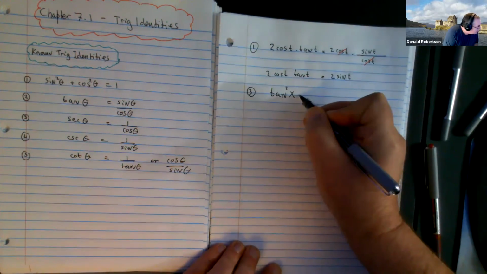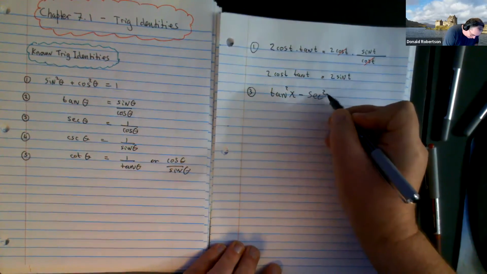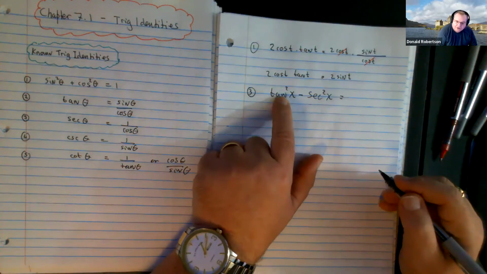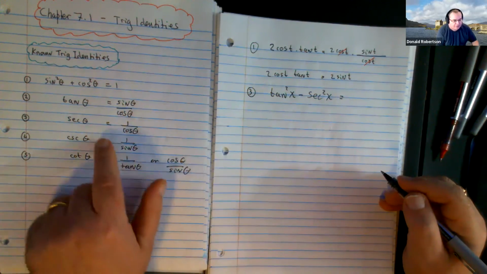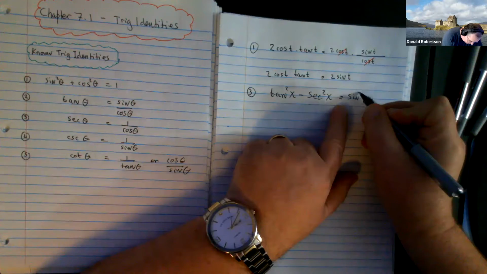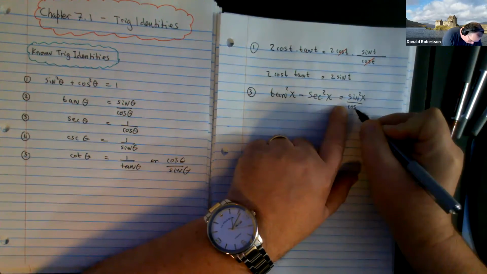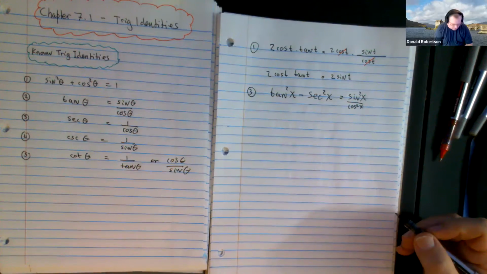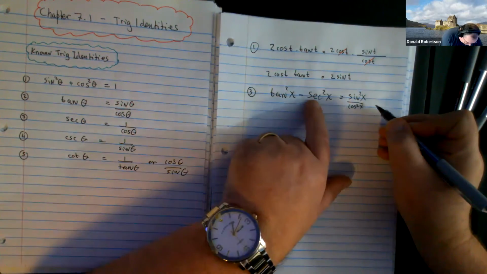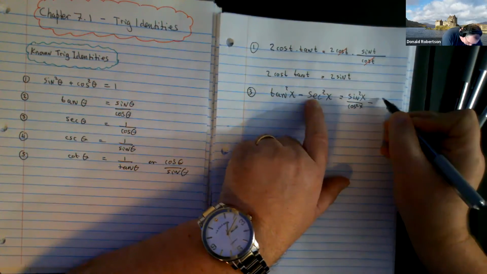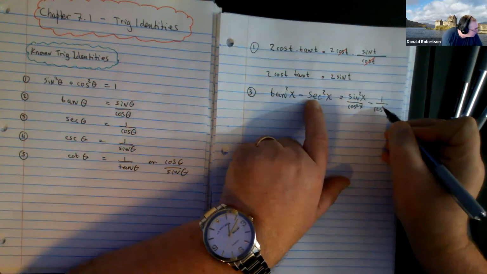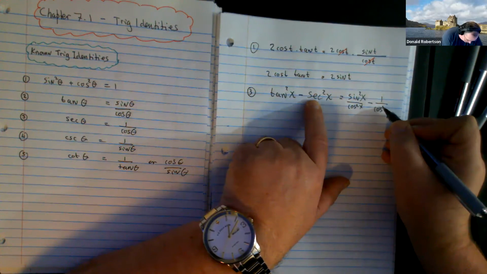Tan squared x, take away secant squared x. Well, isn't tan sine over cosine? Right. Number 2. Tan is sine over cosine. So tan squared is sine squared over cos squared. Are you happy about that? Does that make sense? What's a secant? Well, a secant is number 3. And a secant is 1 over cosine. So a secant squared is 1 over cos squared.